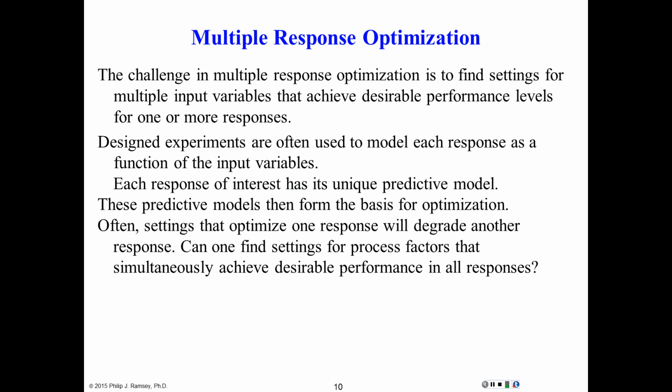And I would point out that there's an interesting challenge to this experiment in that there are 4 responses. We have targets and specification limits for each of the 4. So this is what we call multiple response optimization in JMP.